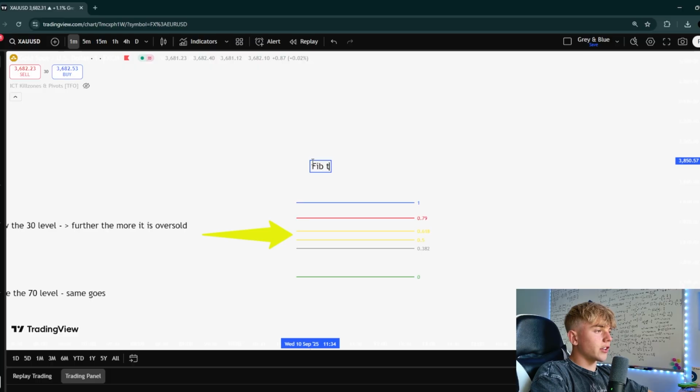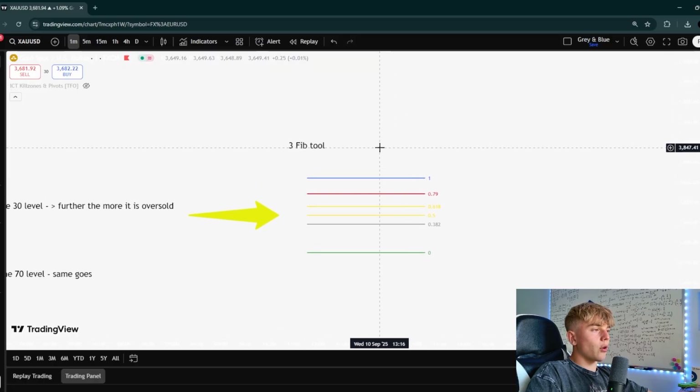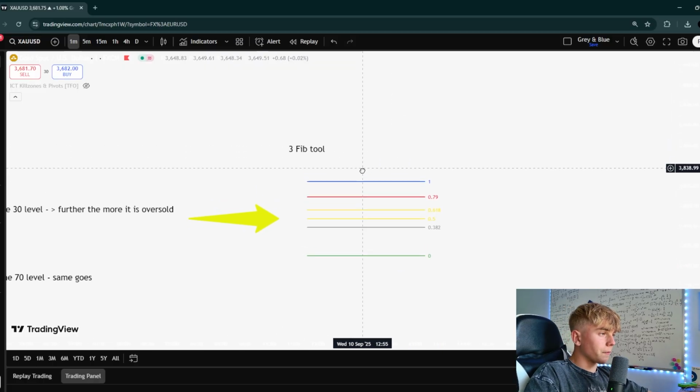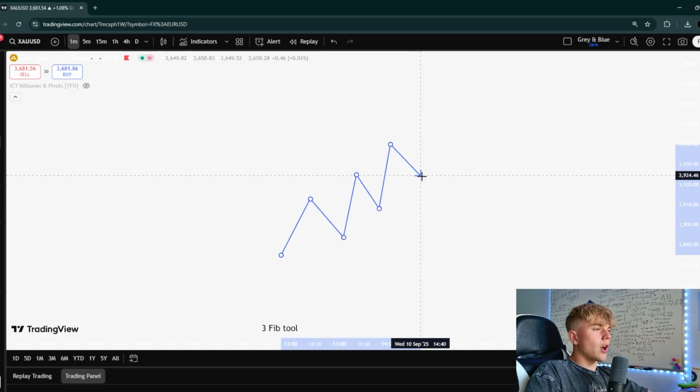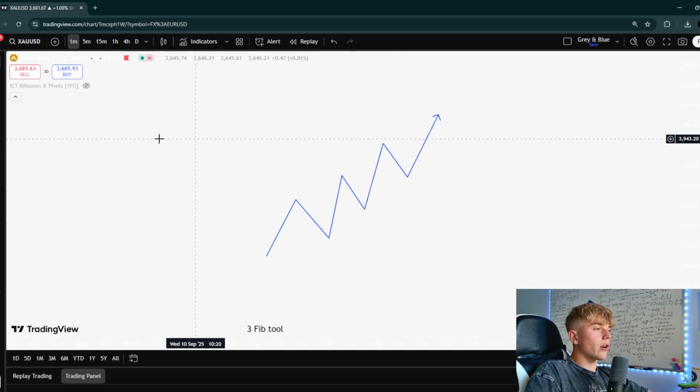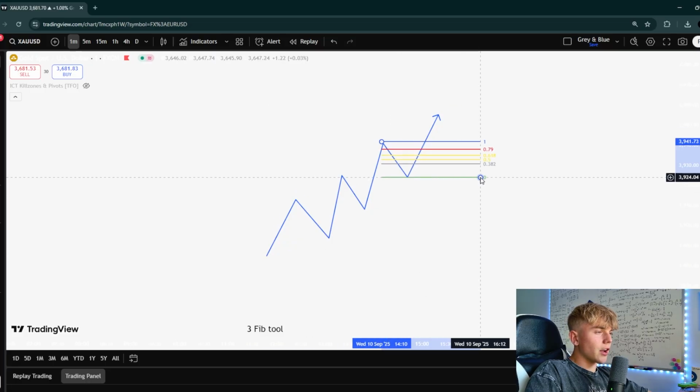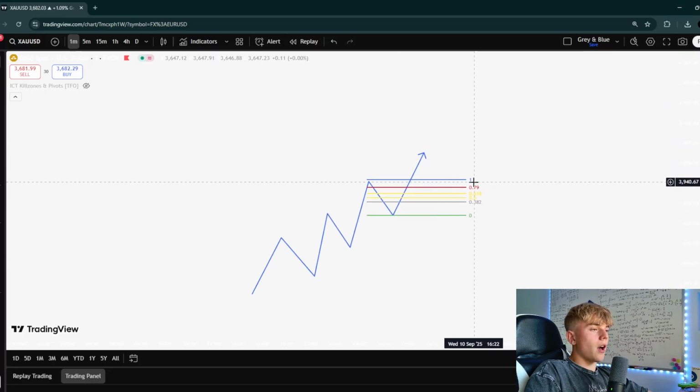So the Fibonacci tool is our third confluence, and basically it shows us the average range or percentage of reversal in a trend. So let's say price was trending like this. What the Fibonacci tool does is you draw it from a previous high to a previous low, like so, and it shows you where, or percentages where, price is going to retrace.